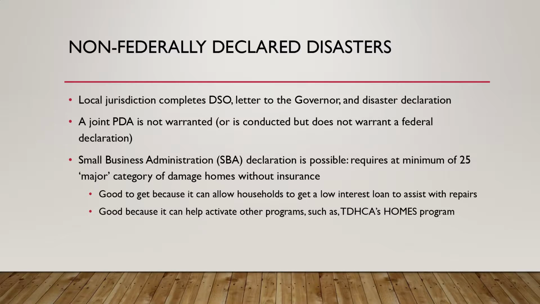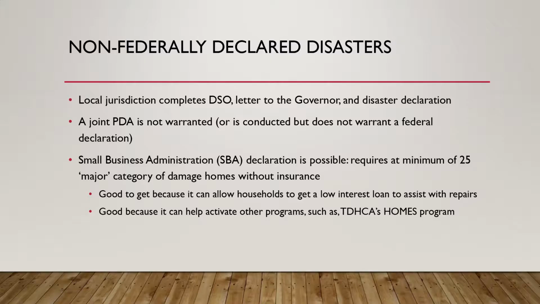There is an option to request an SBA declaration, and this is an important one. So the state, along with SBA, can go to that jurisdiction. And if there is a minimum of 25 homes that meet what's called the major category, so think back to the water above the outlets, or in a tornado situation, two structures of the building missing, that would be in the major category. SBA is looking for at least 25 of those homes in the major category without insurance. If a county has that, then they can receive an SBA declaration for that county.